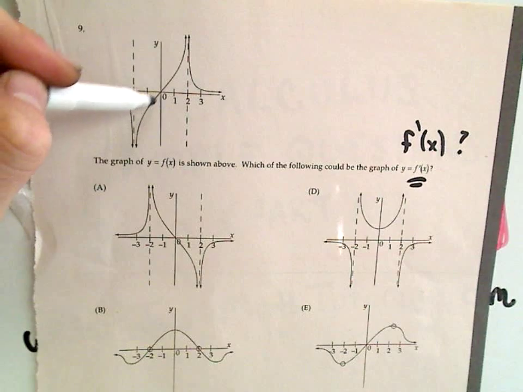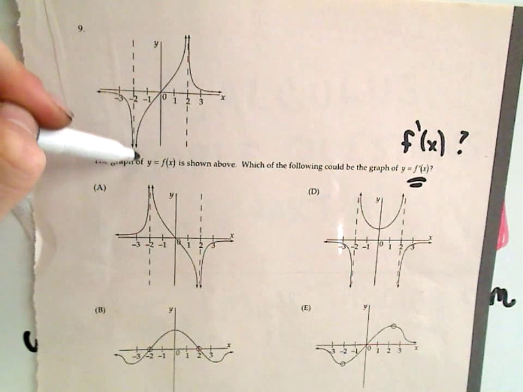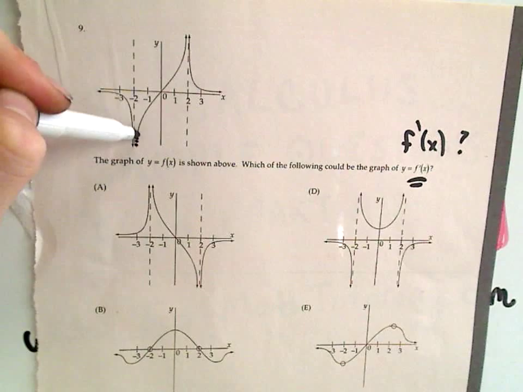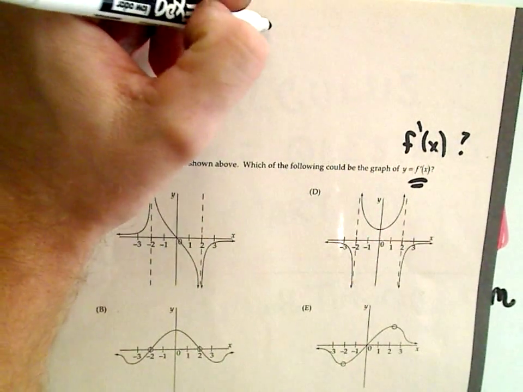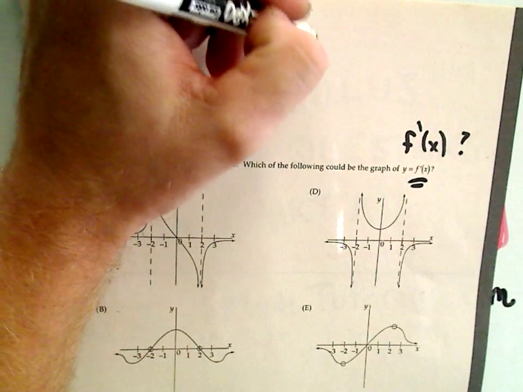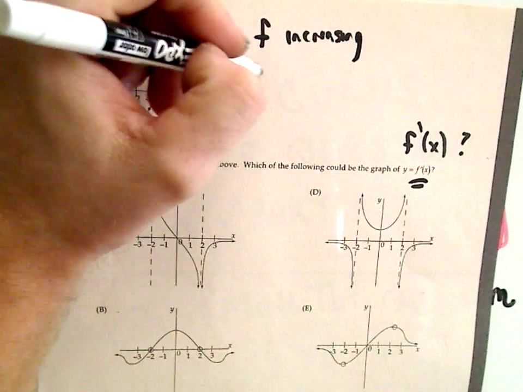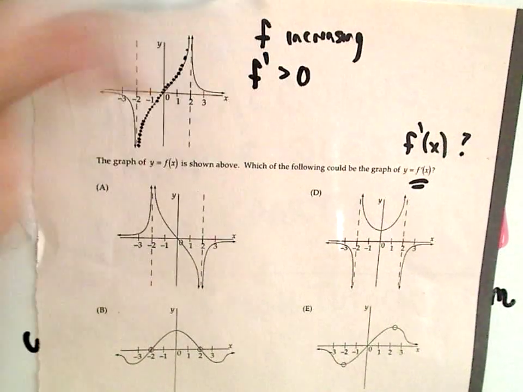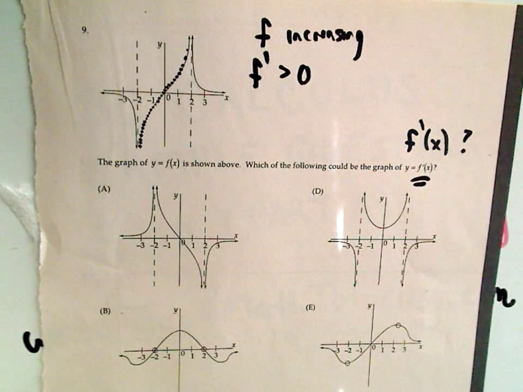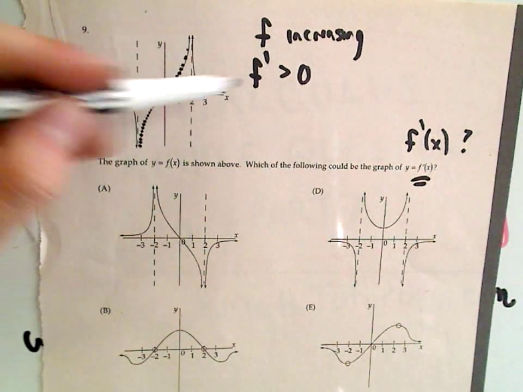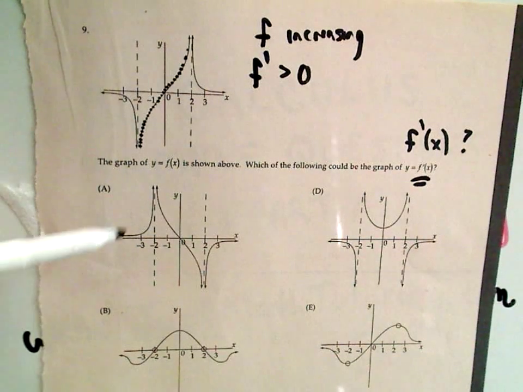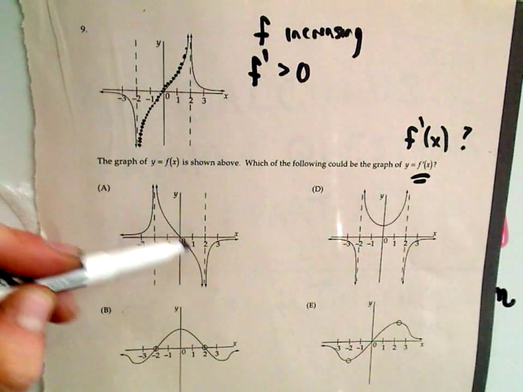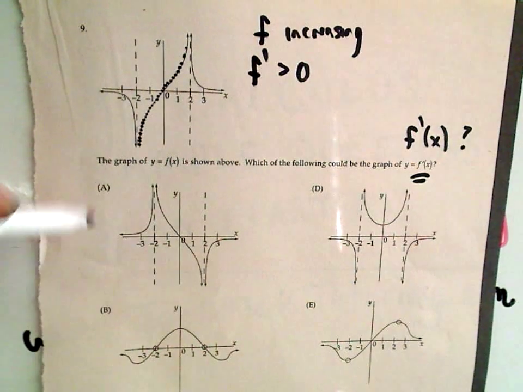To me, the easiest way to do this one, notice if you just look on the inside between the vertical asymptotes, the function is always increasing as you move left to right. And remember, if the original function is increasing, that tells us that the derivative has to be positive over that interval. Alright, so between -2 and +2, the derivative has to be positive, which means it has to be above the x-axis. Well, if you look at part A, between -2 and 2, the derivative isn't always above the x-axis.